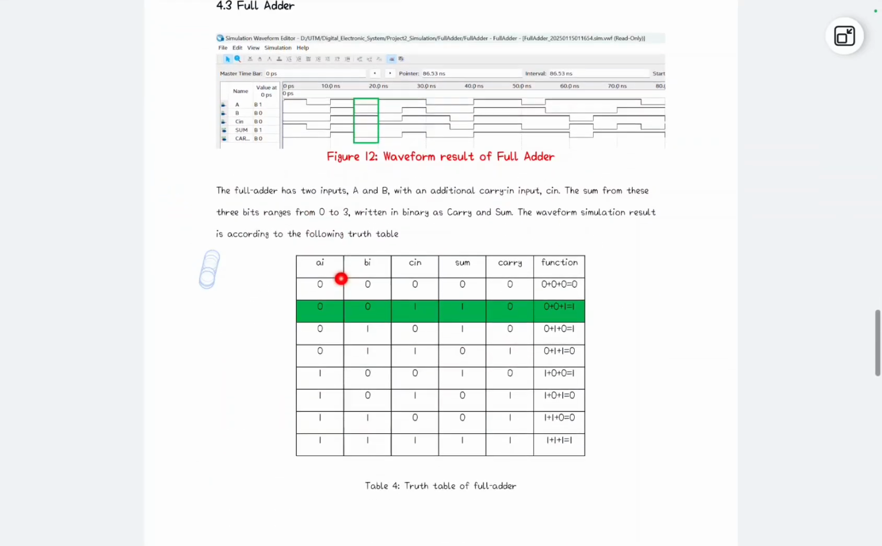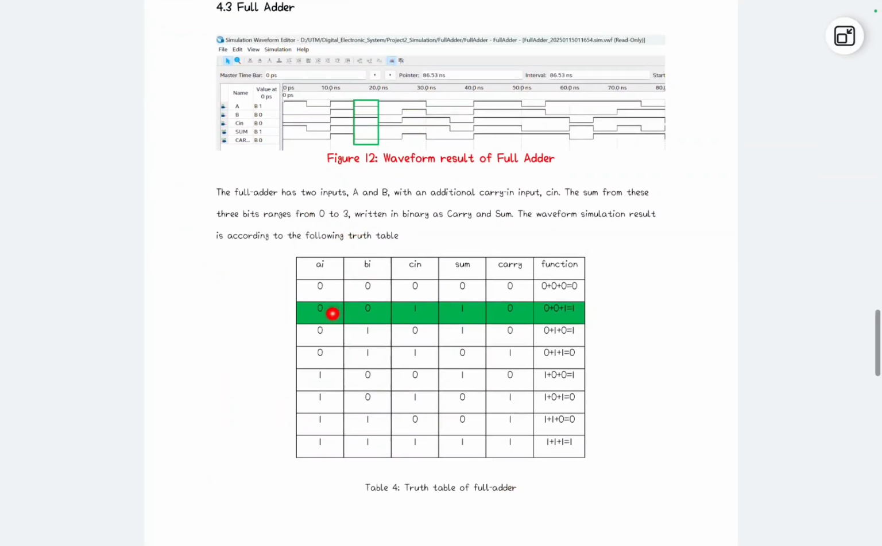Okay, when we come to the full adder part, this one has 3 inputs: AI, BI, and C in. And we also have 2 outputs, sum and carry. So it is like that. When A is 0, B is 0, and C is 1, so only 1 at the addition. So it means that only the sum is 1 and the carry will become 0. So you see sum is 1 and carry is 0. So it's right.